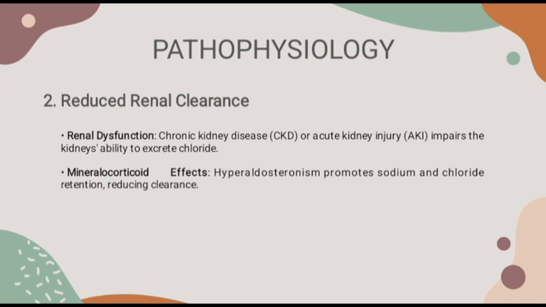Then there will be reduced renal clearance. Renal dysfunction is one of the most common causes of reduced chloride clearance. The kidneys are the primary organs responsible for filtering electrolytes like chloride from the blood and excreting them through urine. However, in conditions such as chronic kidney disease or acute kidney injury, the filtration and excretion process is impaired. In chronic kidney disease, the long-term decline in kidney function leads to an inability to efficiently remove excess chloride, so it builds up in the blood.